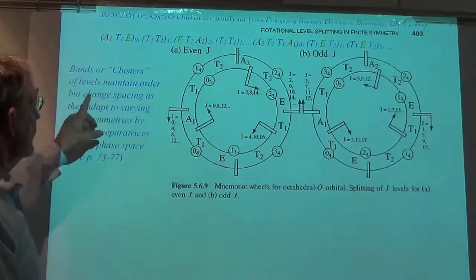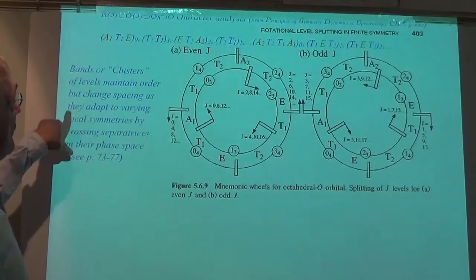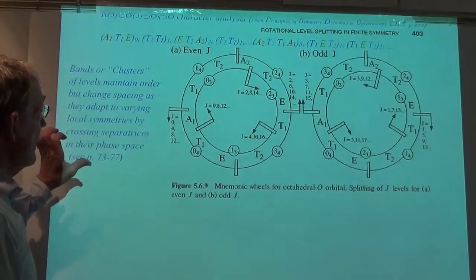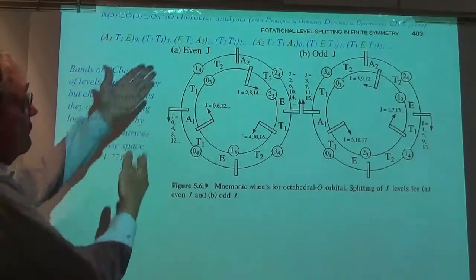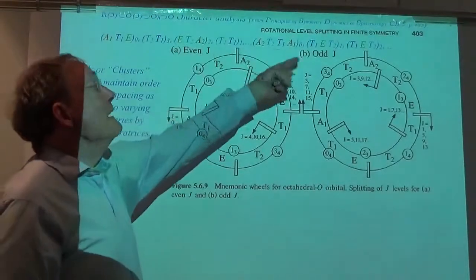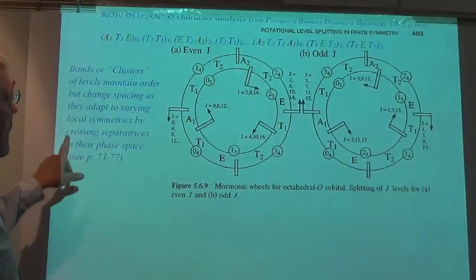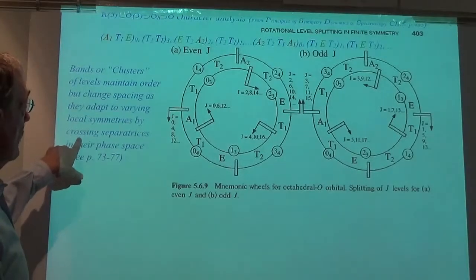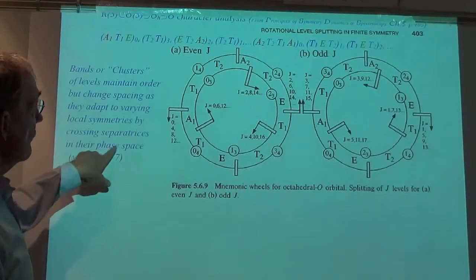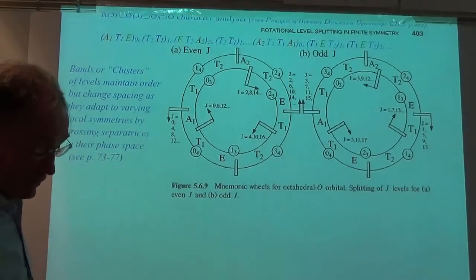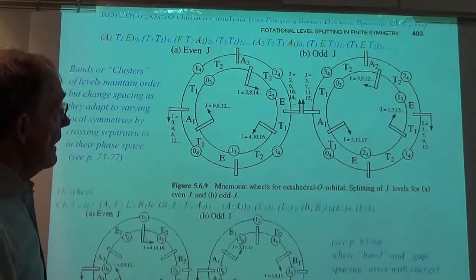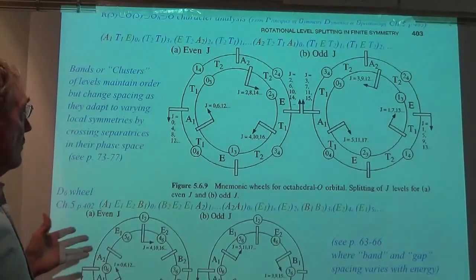The bands are clusters. Levels maintain order, but change spacing. That is, there's a divorce of these clusters, and they're remarrying over there as the local symmetries are sampled as you cross separatrices in the phase space. That's what rotational energy surface really is. And you know this already if you know about band theory.